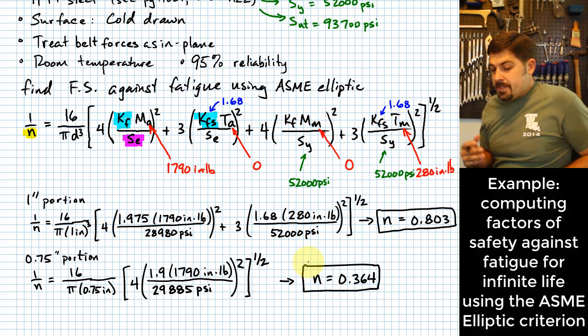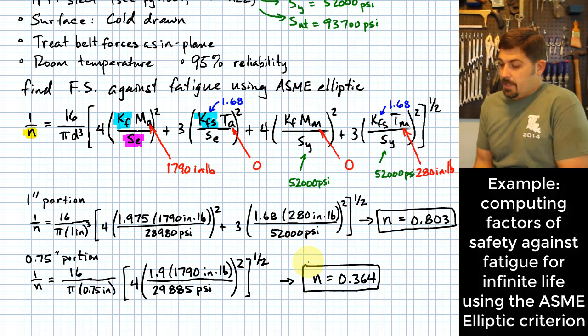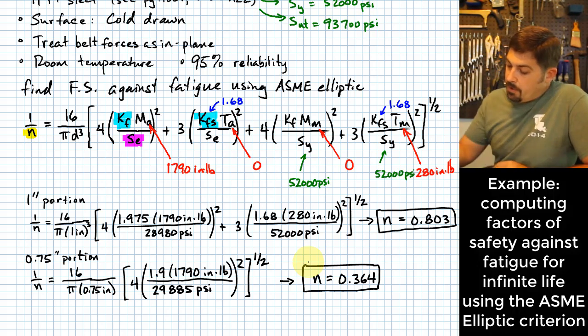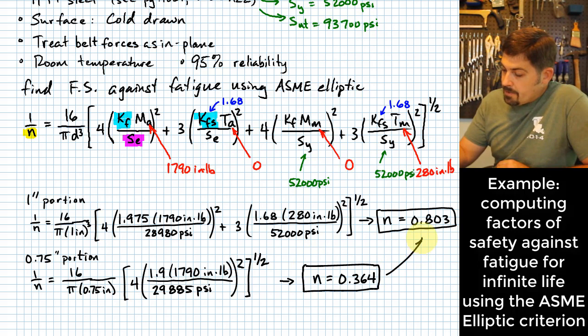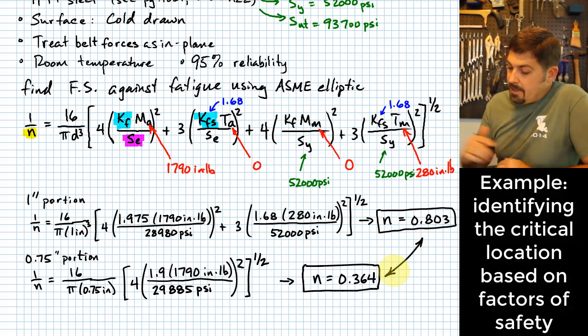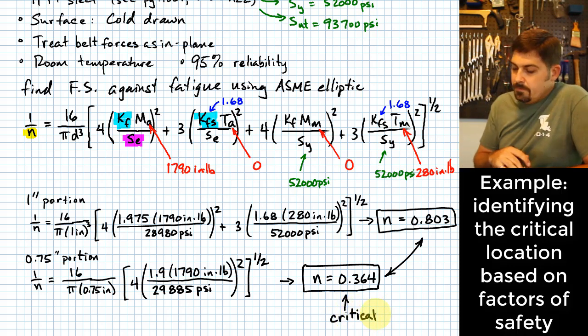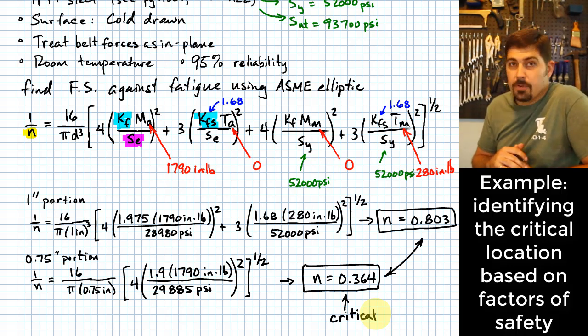We can make the same type of conclusion as we did on the 1 inch portion and say that, well, we know it's not going to last forever, but we can also make a relative comparison between these two and make the statement that this was the critical location. And so that's the one that would control failure, at least according to this analysis.